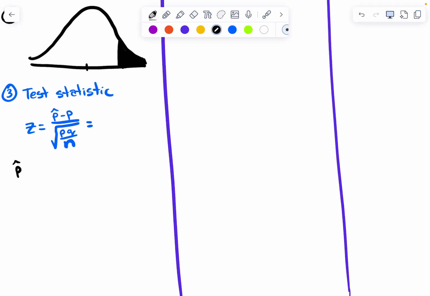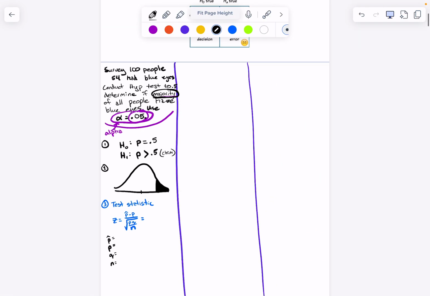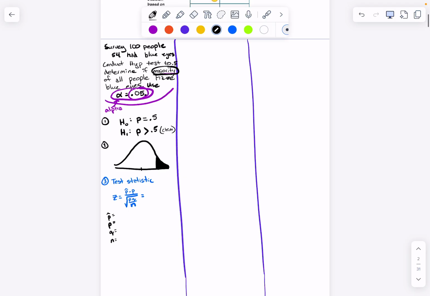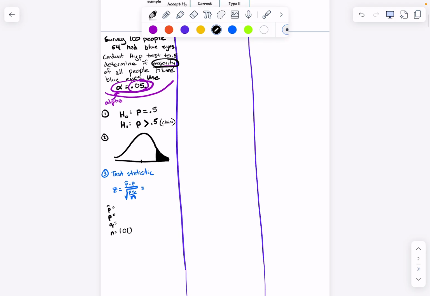We need to know what P hat is. We need to know what P is. We need to know what Q is. We need to know what N is. Okay, according to my information up above here. All right, so let's pull that stuff out. I'm just going through my paragraph again. 100 people, that's N. That sounds good. 54 had blue eyes.